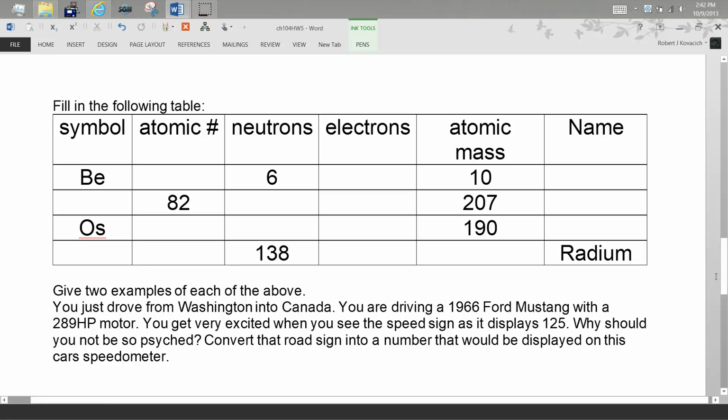How about this table? What are we going to throw in here? 4 for the beryllium. So the beryllium has 4 for its atomic number. So what's that telling you about it? It's telling you it has 4 protons, and since you know it has 4 protons, then you know that it has 4 electrons. And since this one has 4 protons and 6 neutrons, then its mass is 10. So that number checks out for us. And then it's beryllium.